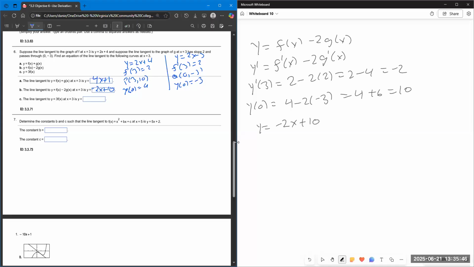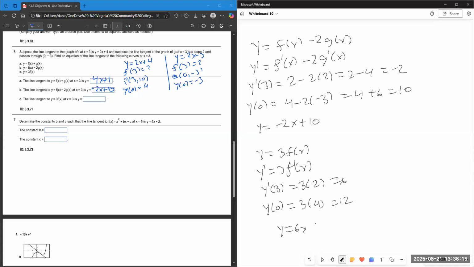And then I have y equals 3 f of x. Y prime is 3 f prime of x. Y prime at 3 is 3 times 2, is 6. And my y of 0 here is going to be 3 times 4, is 12. So y equals 6x plus 12.